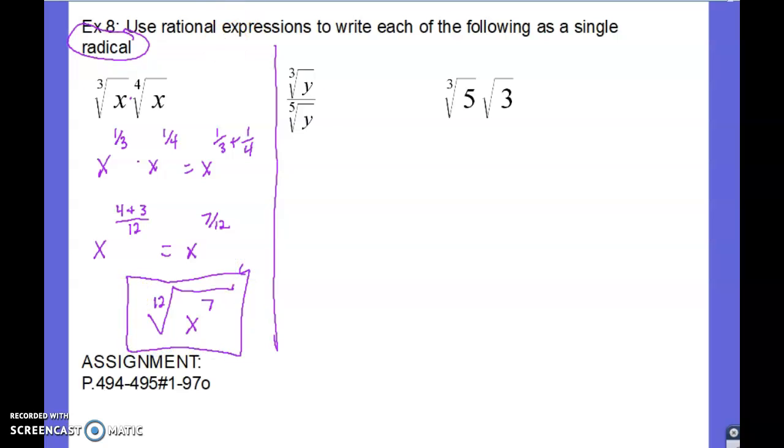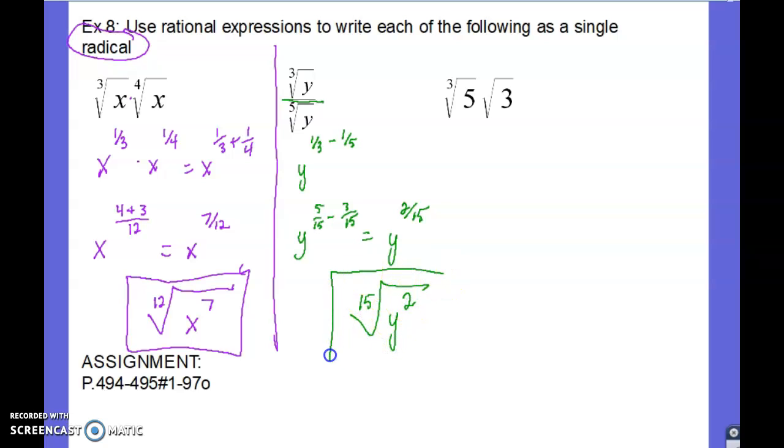And then the next problem is really the same work, just getting you to understand we have y to the 1/3. Remember, when you divide, you subtract your exponents. And if you get the same denominators, just like I did before, that would be 15. It would be 5/15 minus 3/15, which would give me 2/15. But again, they want you to rewrite it as the 15th root of y squared, and that's the answer we want.